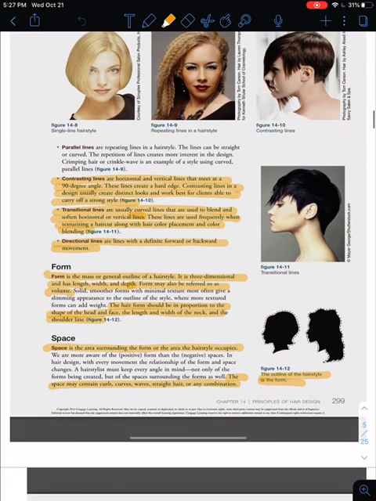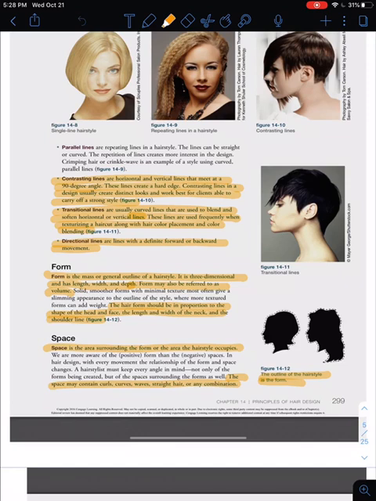Let's talk about form. Form and space can get confusing, so I want you to keep this in mind. Form is the mass or general outline of a hairstyle, the outline, okay? It is three-dimensional and has length, width, and depth. Form may also be referred to as volume. We'll skip to the next highlighted part. It says, the hair form should be in proportion to the shape of the head and face, the length and width of the neck, and the shoulder line.